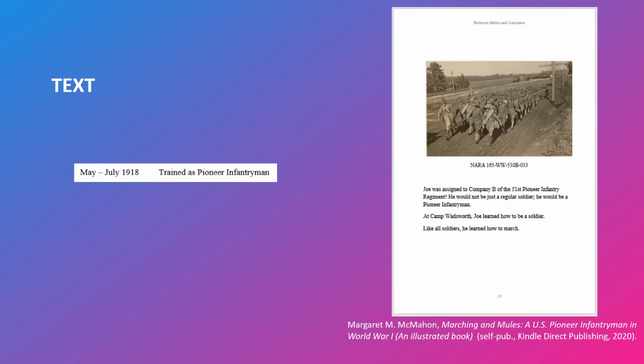And here's developing the book in action. I took a line from the timeline, and from May to July in 1918, they were training as pioneer infantrymen. I knew that infantrymen were training to march. The pioneers also had some engineering duties that they trained for, so I was able to use general pictures of infantrymen at the same camp marching.